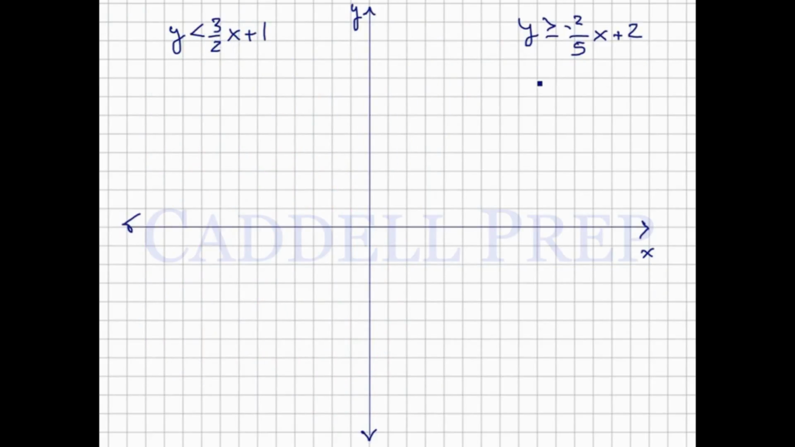Alright, let's look at another set. So y is less than or equal to 3 halves x plus 1. Y is greater than or equal to negative 2 over 5x plus 2. Let's start with this one. We have a y-intercept of 1 and the slope of 3 halves. So we're going to go up 3 over 2. And now we'll go backwards, down 3 over 2.